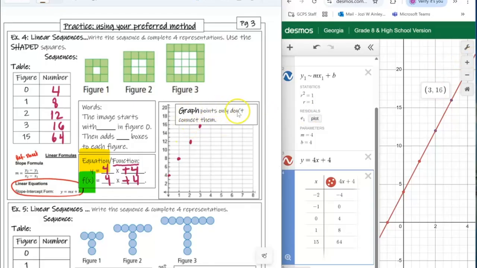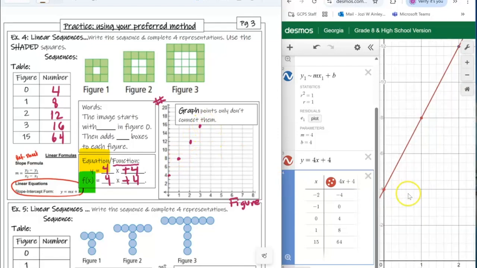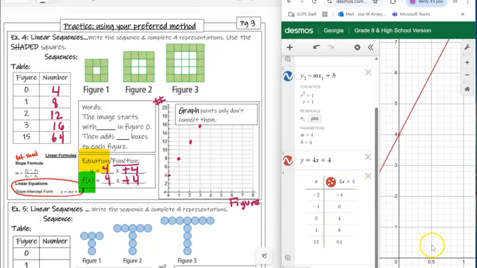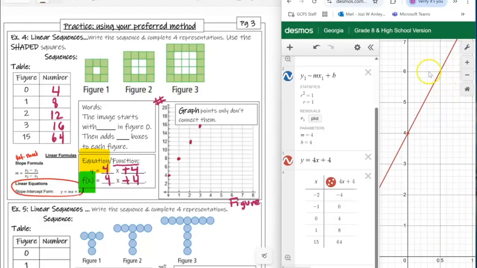It says graph the points only, don't connect them, and this is why. Notice it says figure 1, figure 2, figure 3. That's my x values. So on my x values I write figure, and my y value is what I get out of that, which is my number. So I'm going to write number, and I'm going to use a hash for number. You're going to see me doing that a lot. Here's a question I have for you. If I join this line, let's say, let's put some numbers here. 0.5, 6 is a point I can have, which, what does it mean in the context of this problem? Remember, x is what? Figure.